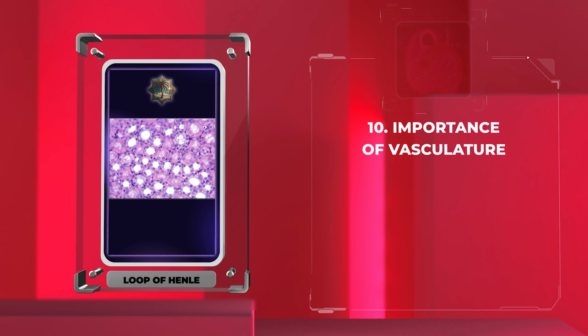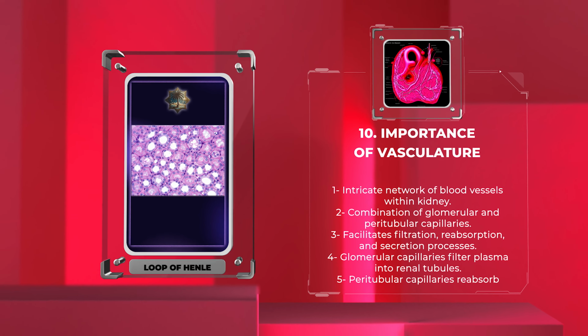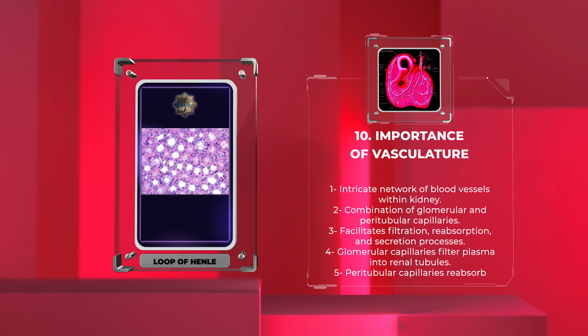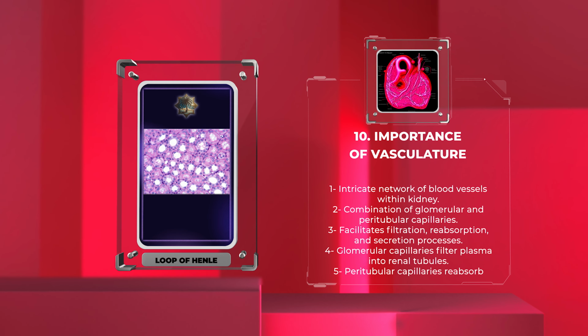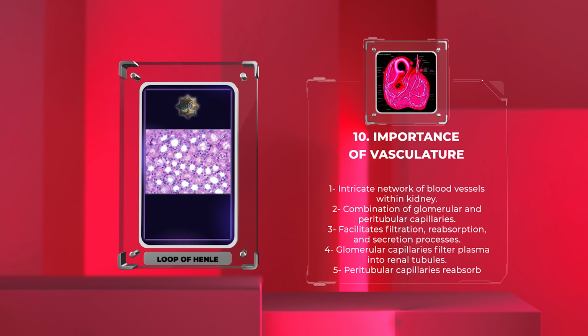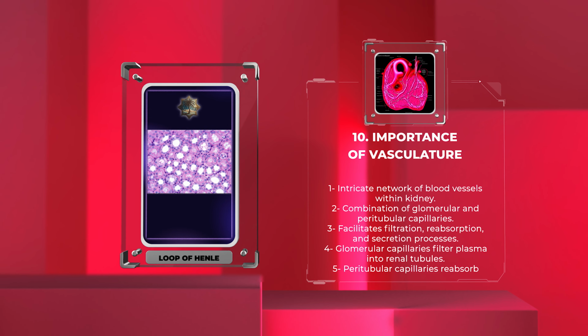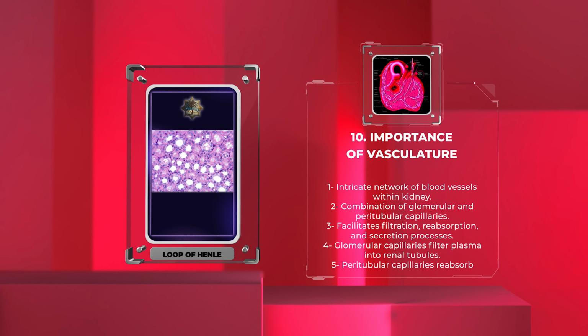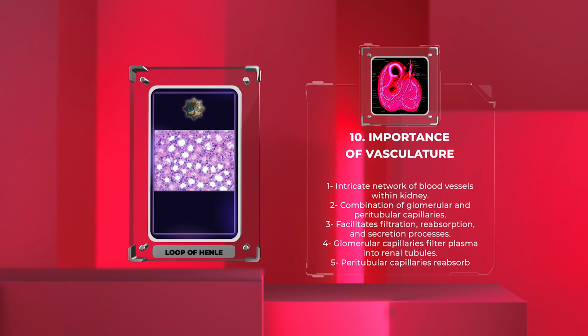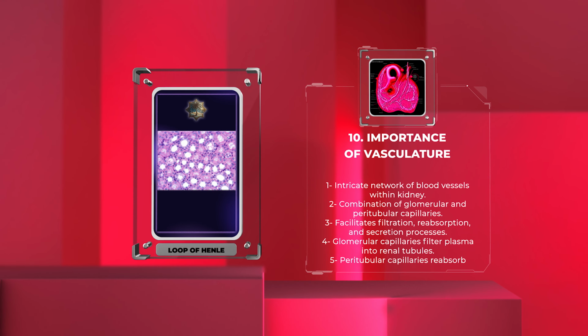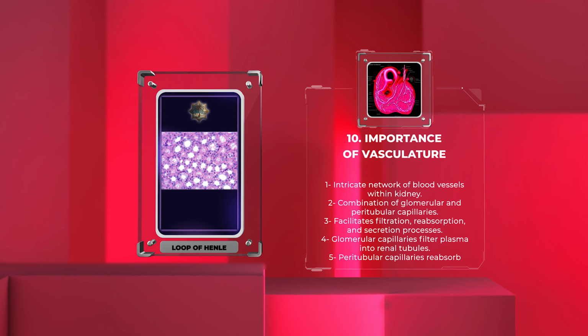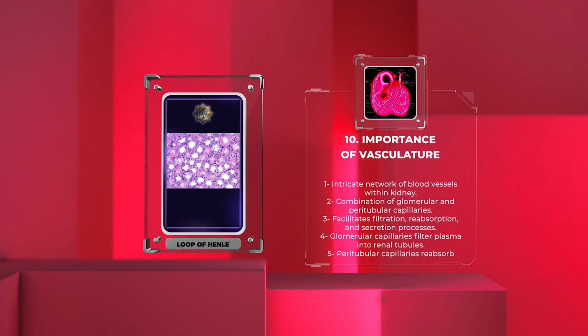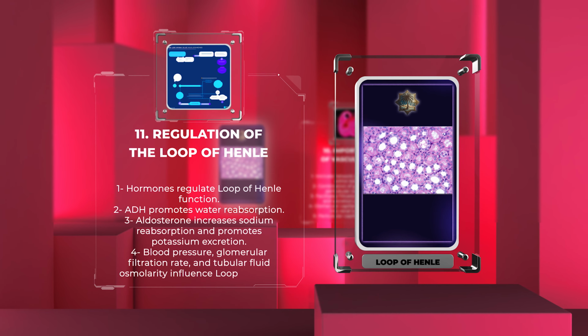The intricate network of blood vessels within the kidney is of utmost importance for proper nephron function. The combination of glomerular and paratubular capillaries ensures efficient filtration, reabsorption, and secretion processes. The high hydrostatic pressure in the glomerular capillaries facilitates the filtration of plasma into the renal tubules. Subsequent reabsorption of substances occurs in the paratubular capillaries, allowing for the reuptake of vital molecules into the bloodstream. This intricate vasculature ensures the maintenance of plasma composition and plays a crucial role in the regulation of body fluid volume and solute balance.